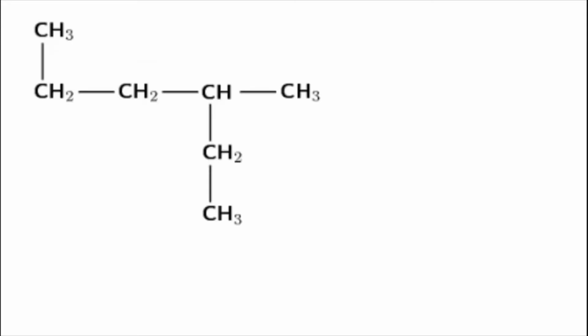Now for this, we can see the longest chain is 6 as well, so it's a hexane, and there's also a methyl group on the third carbon. We know it's the third and not the fourth because 3 is less than 4, so it turns out to be 3-methylhexane.